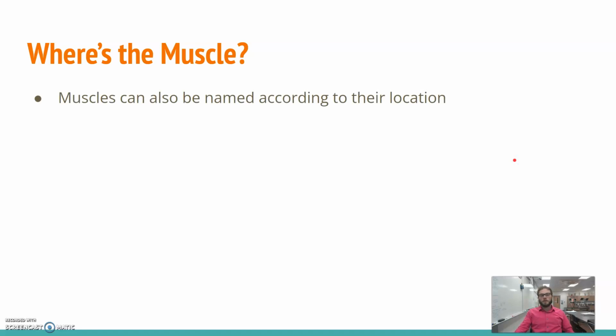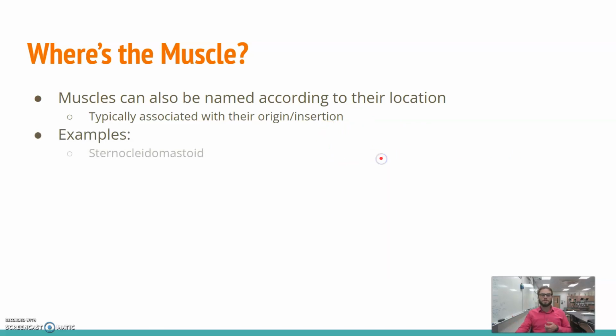When we look at where the muscle is, we think about its location. This kind of goes back to our anatomical terms. Oftentimes, the location of the muscle is usually going to be associated with its origin or insertion. And I know we haven't talked about origins and insertions really. Basically, it's just where the muscle is attached. So when you think of the sternocleidomastoid, this muscle is named based on its origins and insertions, where it's connected. It's attached to the sternum and the clavicle, as well as the mastoid process. So you can figure out that muscle sitting right here.